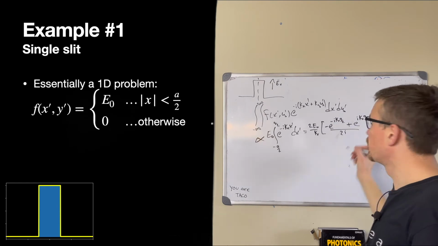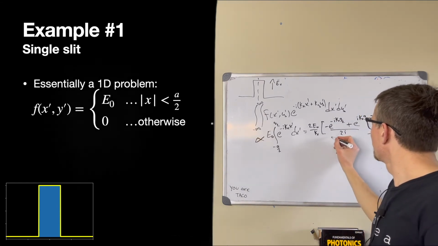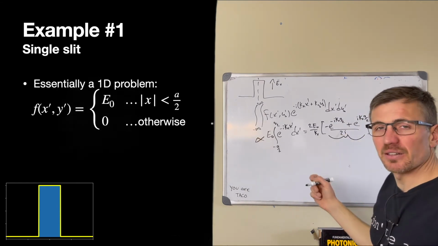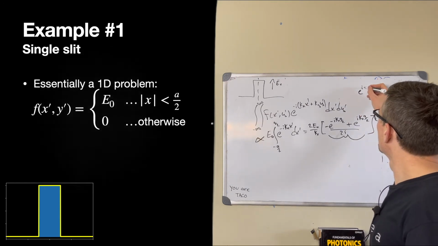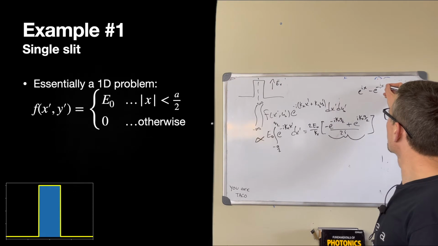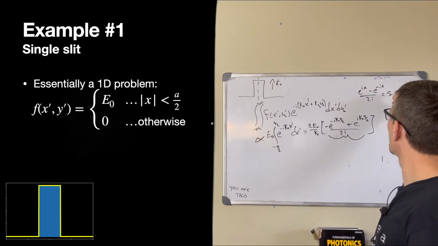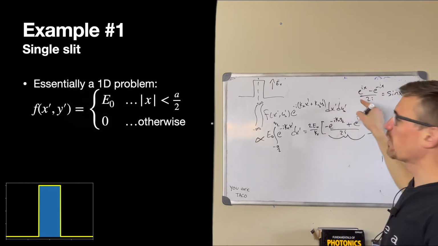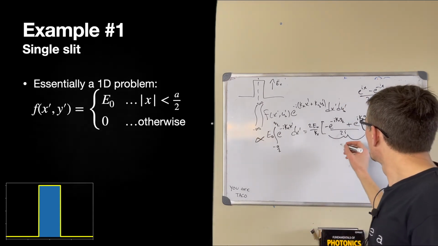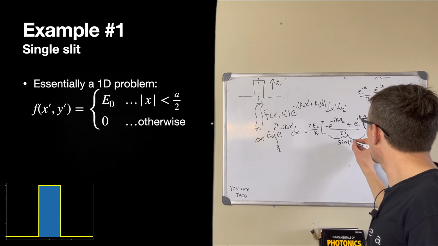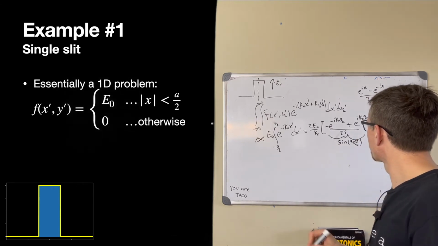Why do I do all this gymnastics here? Because this is one of our favorite identities, the second favorite identity of the course. e to the ix minus e to the minus ix over 2i is equal to sine. And if we have e to the ix plus e to the minus ix over 2, we get cos. So this is just sine of kx a over 2.